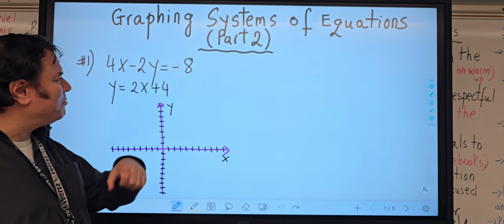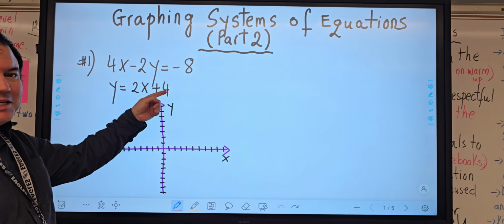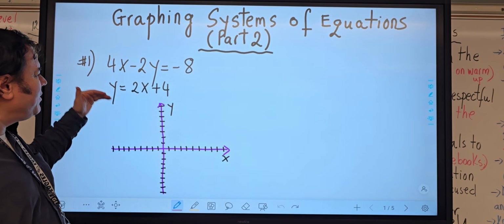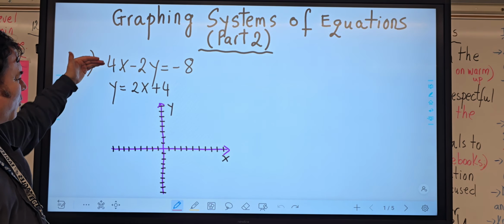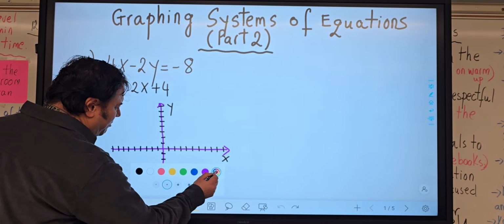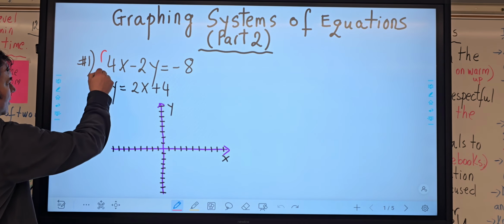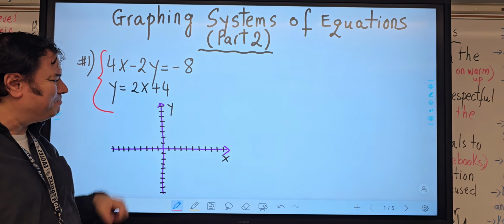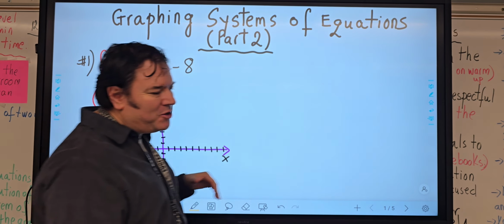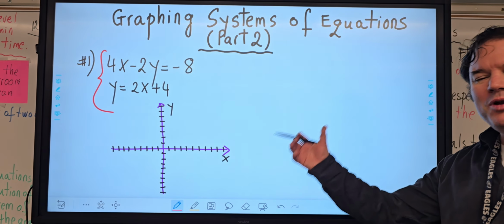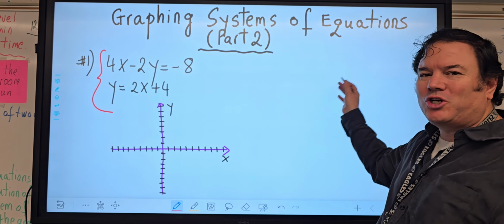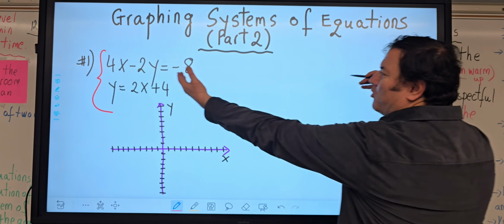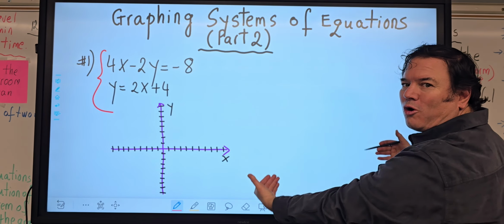Let's take a look at our first example. We have 4x minus 2y equals negative 8 and y equals 2x plus 4. Usually when we have a system of equations, it can be written in this form. And sometimes we may have this symbol when we have a system of linear equations, to keep both equations together. And because the equations are under each other, it is better, like in the previous video, to put the equations next to each other so we can solve for y in both equations. It's easier when we have both equations next to each other.